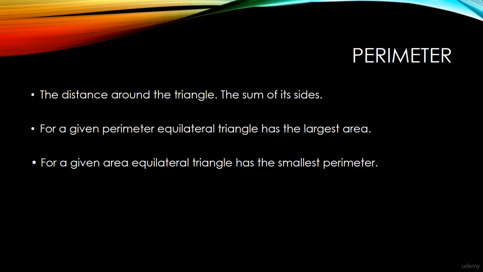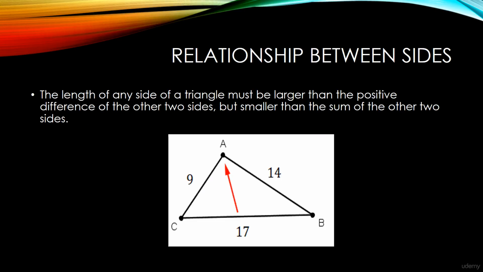Relationship of the sides. Let us look at the relationship of the sides of the triangle. The length of any side of a triangle must be larger than the positive difference of the other two sides, but smaller than the sum of the other two sides.